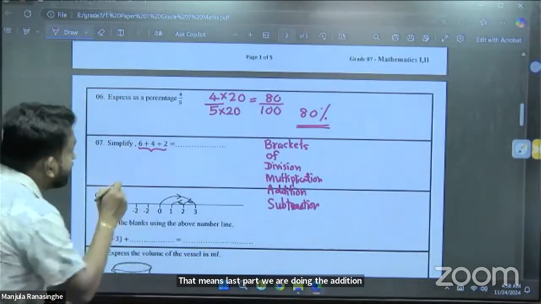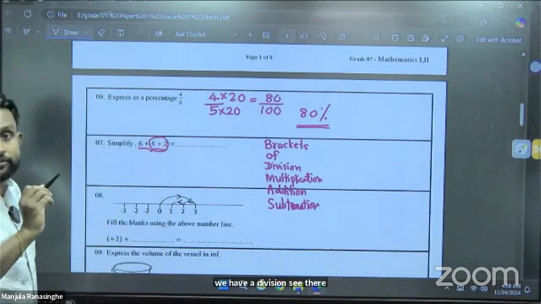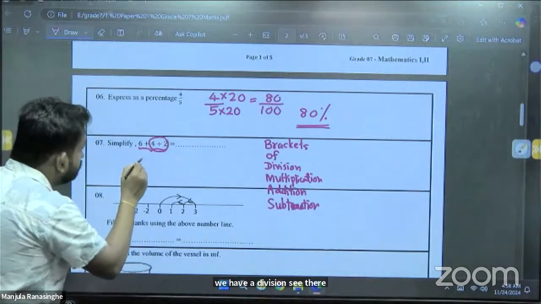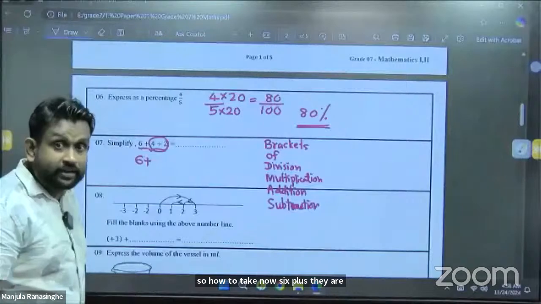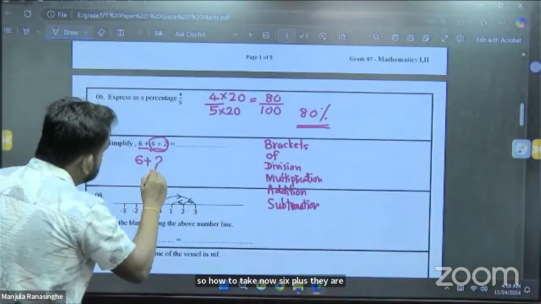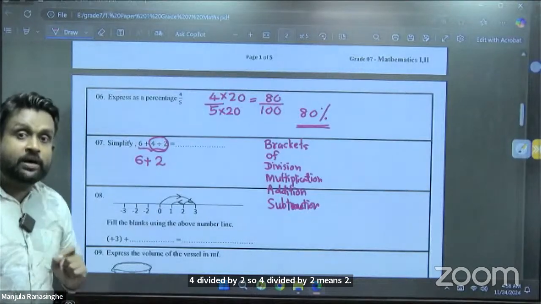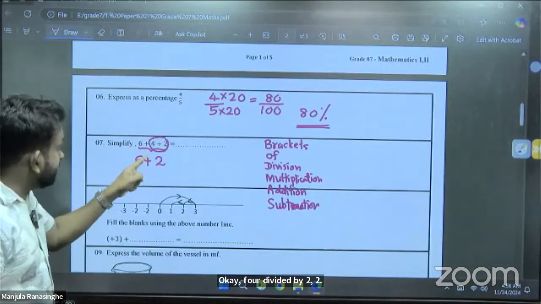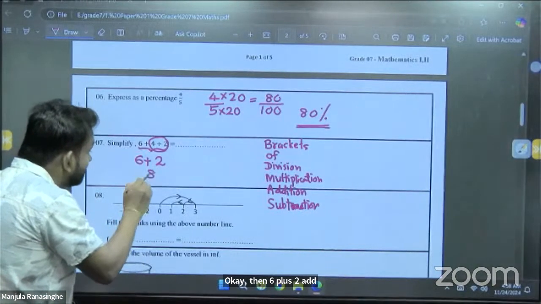So here we have a division, see there. This part is to be done first. How to take it now? 6 plus 4 divided by 2. 4 divided by 2 means 2. So that division part is to be done first. Then 6 plus 2, add, and take the answer 8.